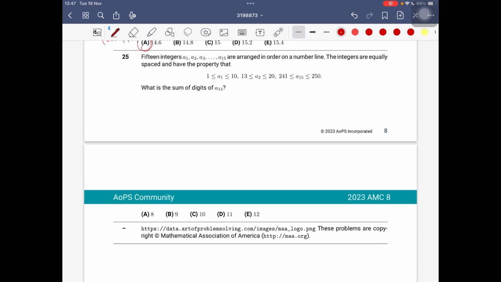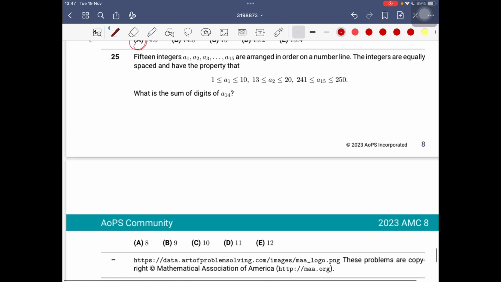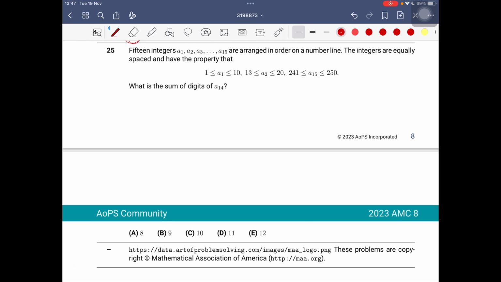We have 15 integers from A1 to A15 arranged in order on a number line, and we don't know where they are exactly, but we know they have the same space, the same difference, which let's call D. So A2 is A1 plus D. A15 is A1 plus 14D.